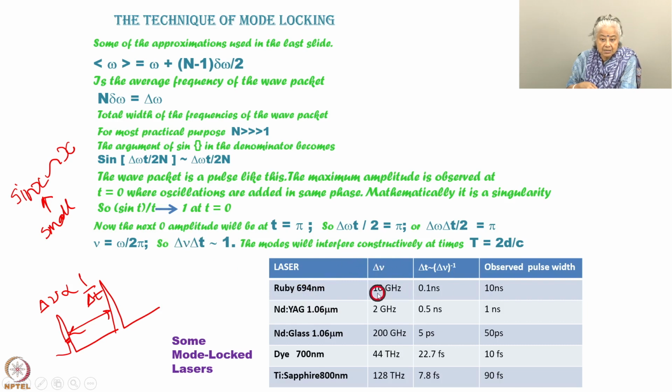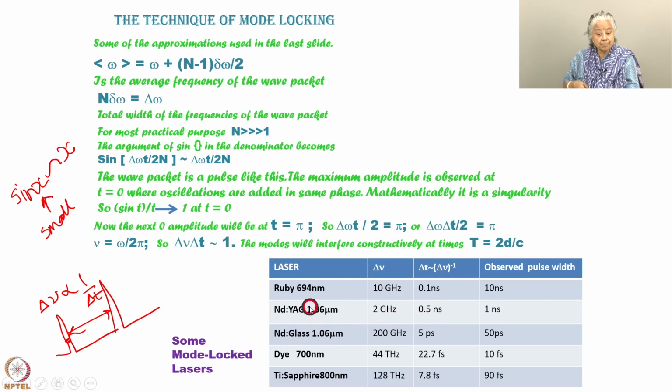Delta nu is 10 gigahertz. So obviously delta t is delta nu inverse, that gives you 0.1 nanosecond, and this is by calculation from here, but the actual observed pulse width is somewhere around 10 nanosecond, this is the limit to which it can go. Suppose I have 2 gigahertz, which is smaller than the ruby, Nd:YAG has a much smaller bandwidth, delta nu is much smaller. So you get a 0.5 nanosecond pulse as compared to 0.1 nanosecond.